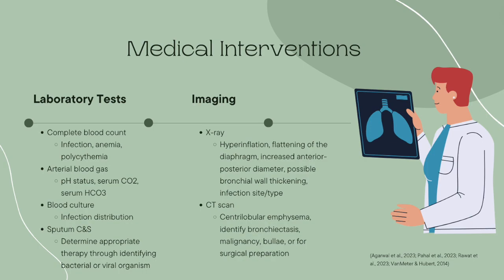X-rays may show hyperinflation, flattening of the diaphragm, and increased anterior-posterior diameter, as well as possible bronchial wall thickening in chronic bronchitis cases. CT would show central lobar emphysema, bronchiectasis, malignancy, bullae, or is good for surgical preparation. If an infection is present, imaging will also identify the infection site and possibly the agent.